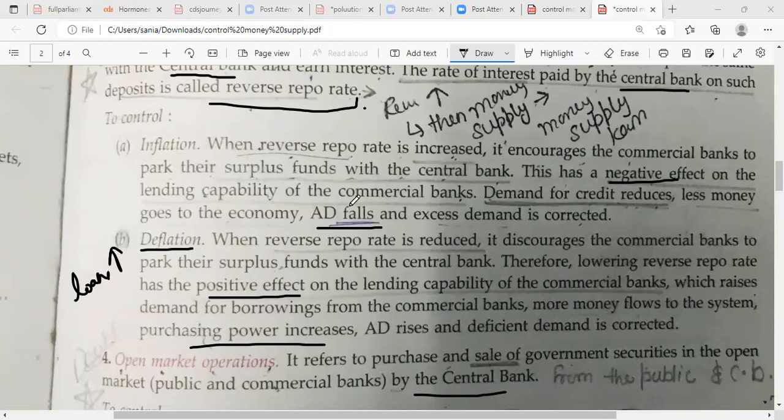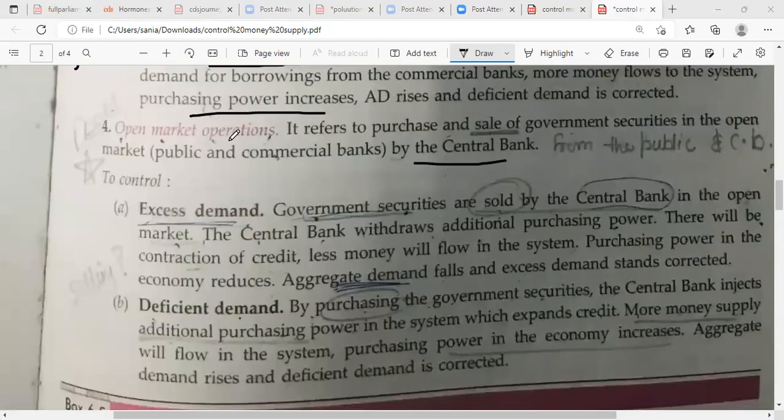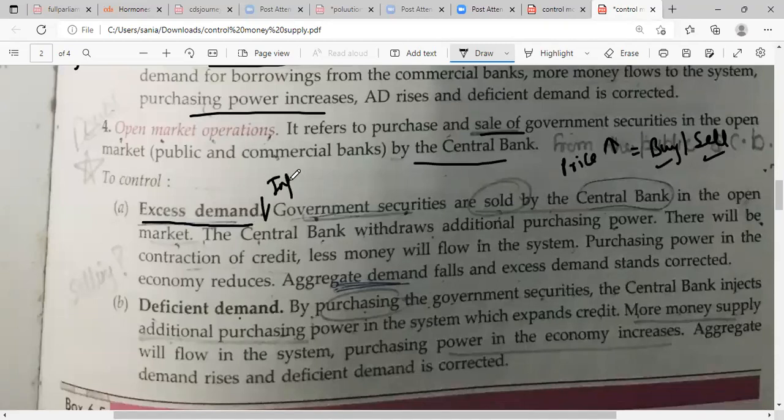Okay, good. Now, open market operation. So you know open market, either you will sell the things or you will buy them. So Jana, just tell me, when prices are high, what will you do? You will buy or you will sell? Sell. Yes. And when prices are low, you will buy, right? So when there is excess demand, it means inflation, right? You are going to write inflation.